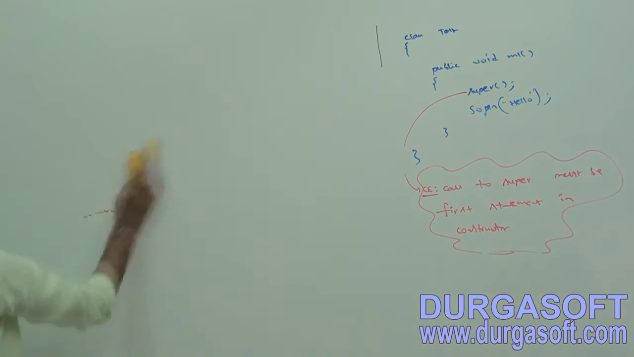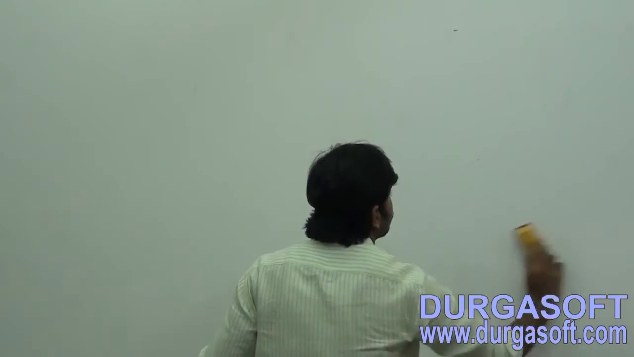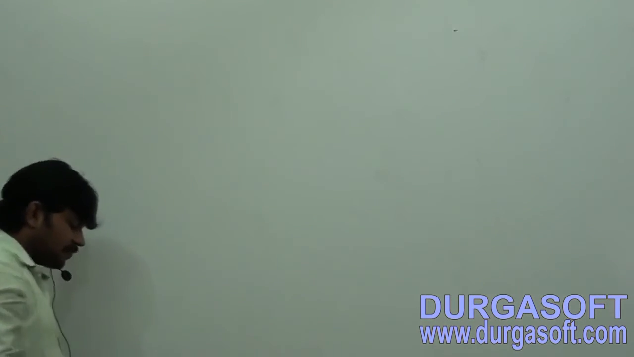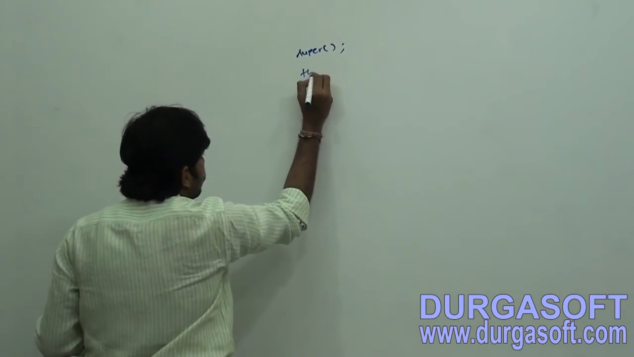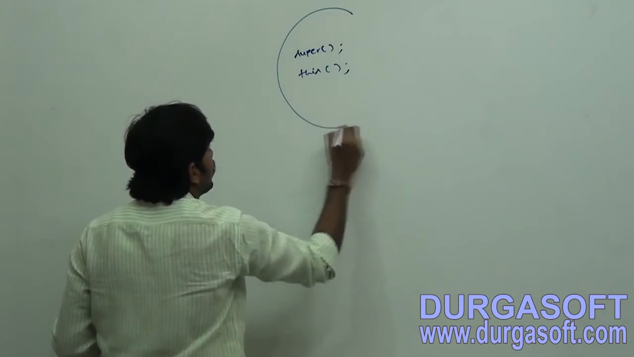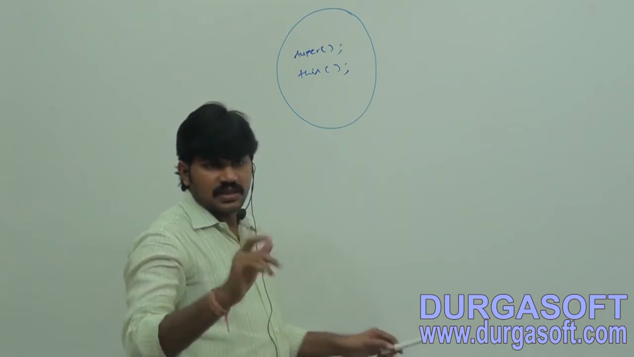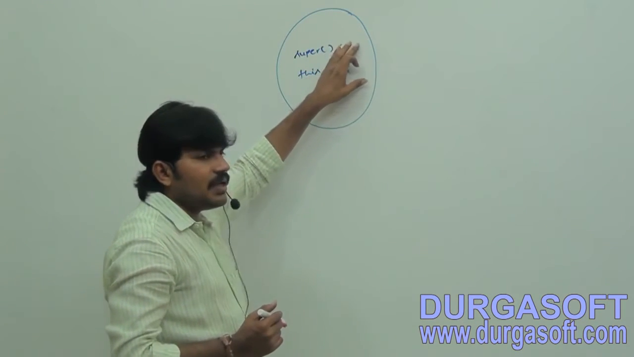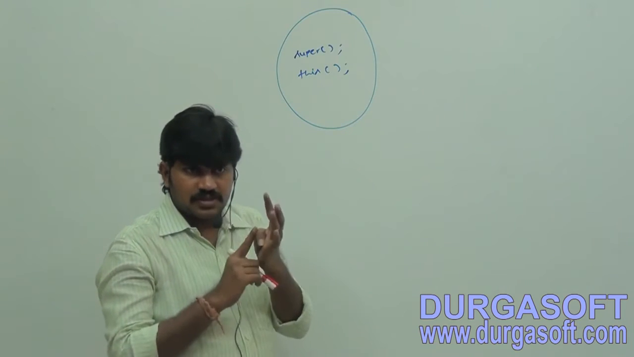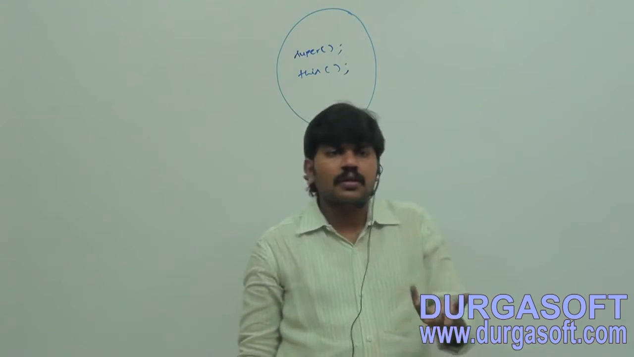Now listen to this point very carefully. Let me summarize super or this. First conclusion: we can use them only in constructors. Correct or not? Only in the first line. Next, only one, but not both simultaneously. Either you can use super or this.